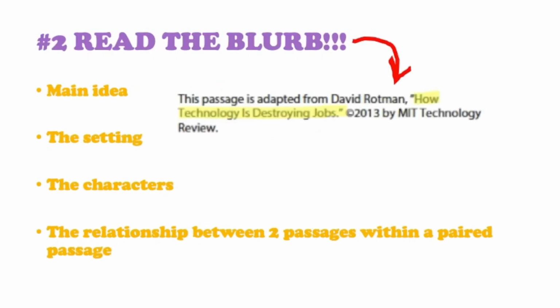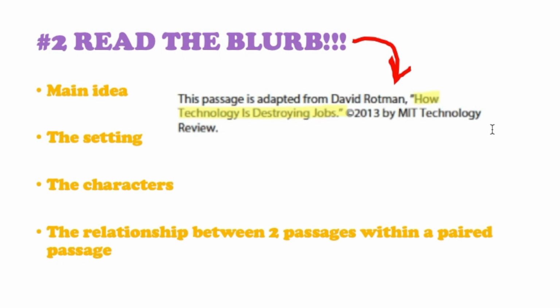So number 2, read the blurb. For those of you who don't know, the blurb is basically a little descriptive box at the beginning of each passage, like the one I have here, and please excuse my attempt at drawing an arrow. So the passage is adapted from David Rotman, How Technology Is Destroying Jobs. So I would assume that the passage is going to discuss the negative impacts of technology on employment.